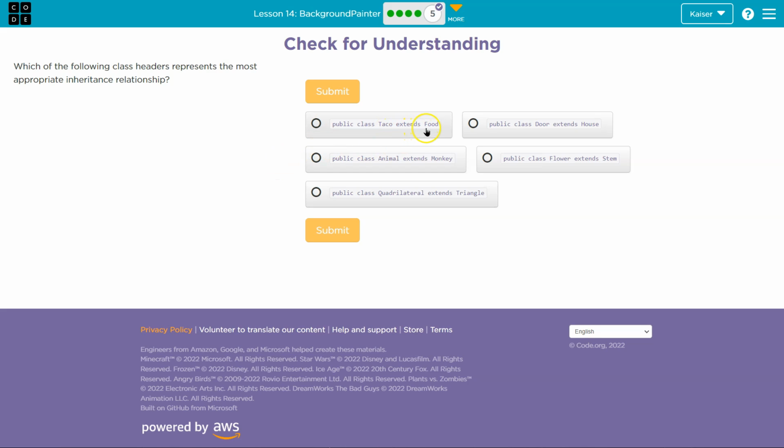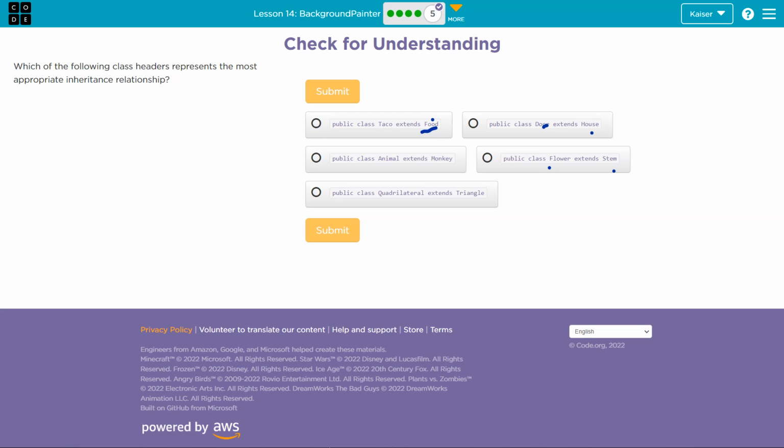Taco extends food. Okay. And also keep in mind the second word here, right? This is the parent class, subclass, right? So taco extends food. So if this is the parent, taco will be built on top of food. That can make sense to me, right? Because all food has calories or ingredients. And so taco might have some specific things like spiciness level.